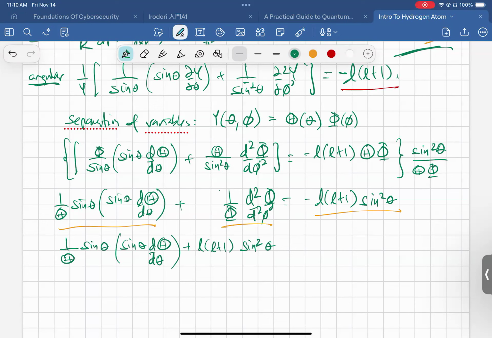Okay, so that's the theta component, plus 1 over capital phi d squared phi of capital phi equal to 0. So you have the azimuthal component, the first part, and the second part is called the polar component.